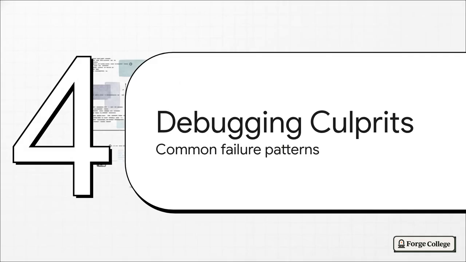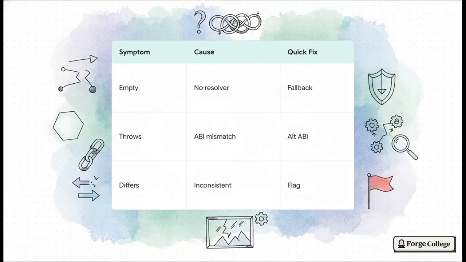Let's check out section 4, common debugging culprits, and walk through the typical failure patterns our script is going to catch out in the wild. You can think of this as your ultimate engineer's cheat sheet. Symptom 1, you get an empty address. The cause is usually that no resolver was set. The quick fix, fall back to displaying the raw hex address.